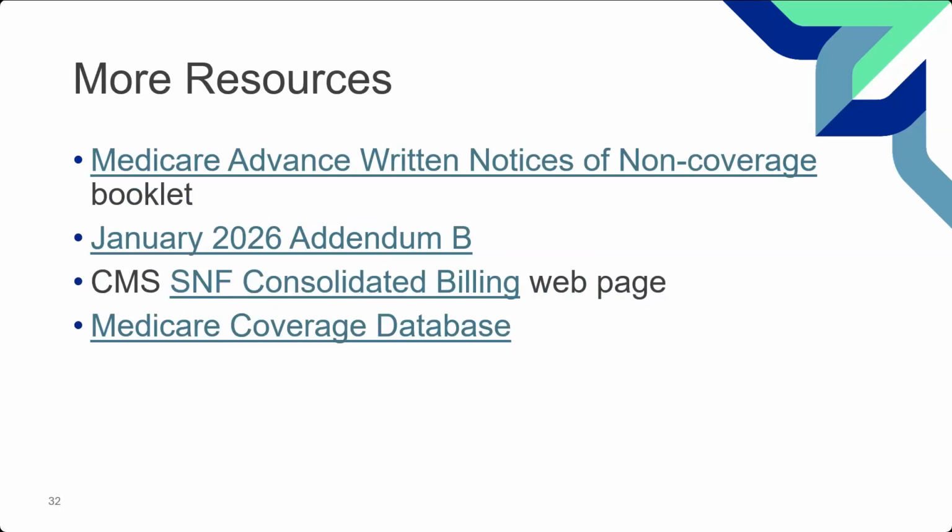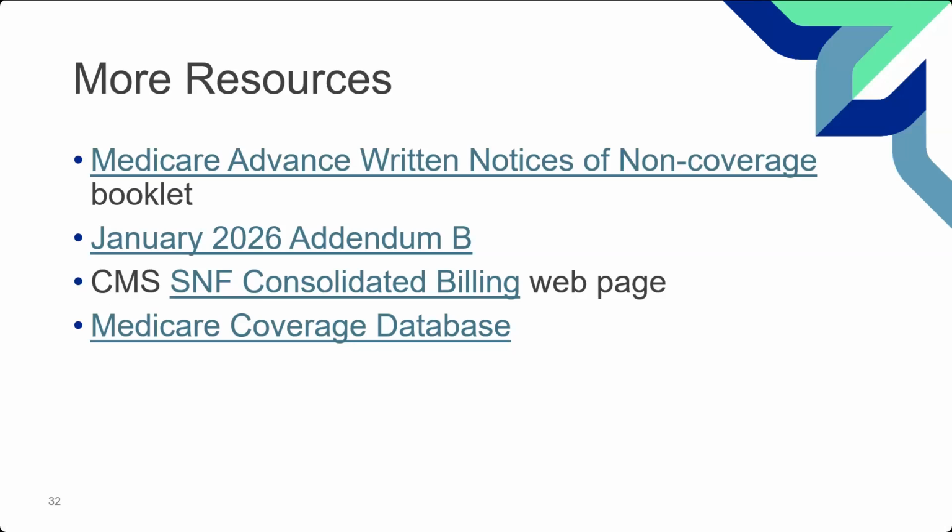Addendum B is where you're going to find out the status indicators for particular codes. This goes along with what we were talking about, whether or not a service is separately payable. So the final rule, Addendum B, will list those for you.